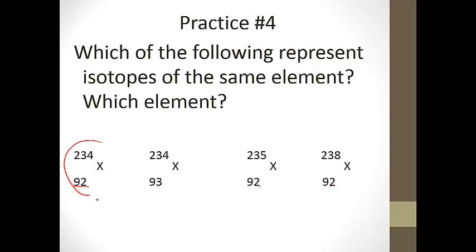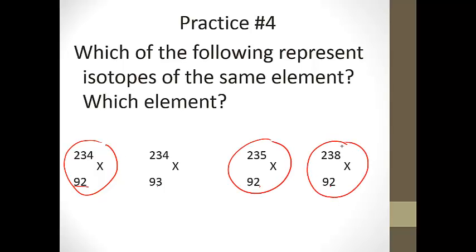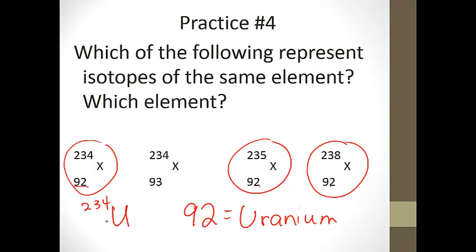So everything that's a 92 is referring to the same element, and we could look up the element because it does say which element are we referring to. Look up number 92, and 92 is equal to the symbol uranium. So this would be a U-234 with the 92. If we've solved for what that X is, it would be uranium.